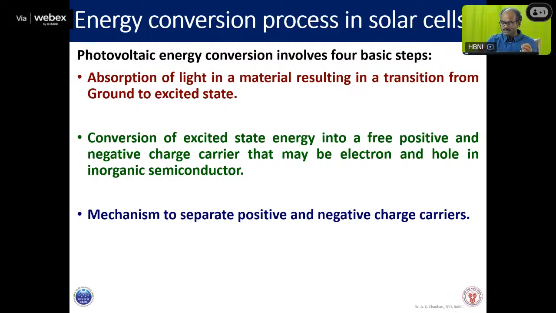Once you have actually separated them, they cannot recombine. So you need a mechanism to separate positive and negative charge carriers. If we just recall the animation, what is this mechanism? In that particular solar cell, it was provided by the built-in potential.